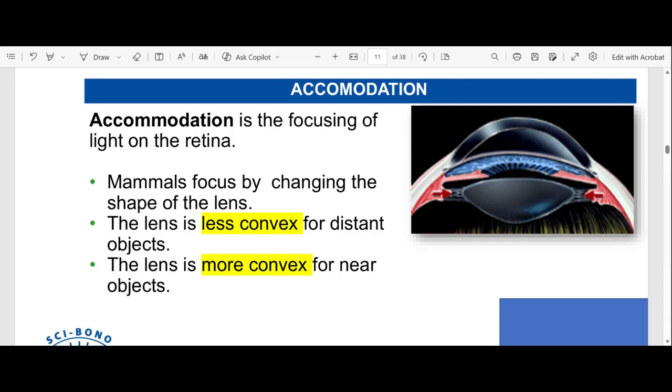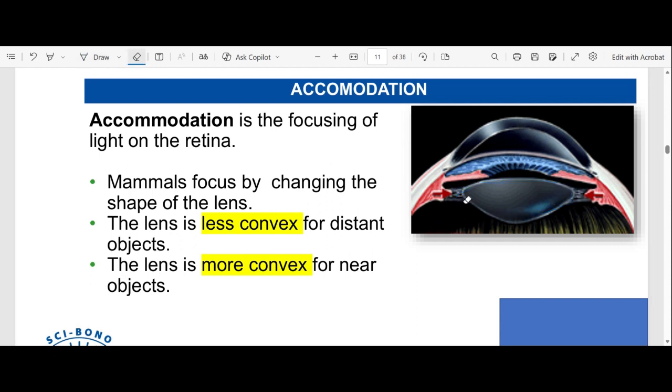Right? The last point is that the lens is more convex for near vision. So for near vision, our lens becomes more convex. So how do you differentiate between a distant object and a near object? By looking at the shape of the lens. So for distant vision, I'm going to repeat that again. As you can see our lens here, our lens for distant vision becomes less convex, right? Becomes less convex.